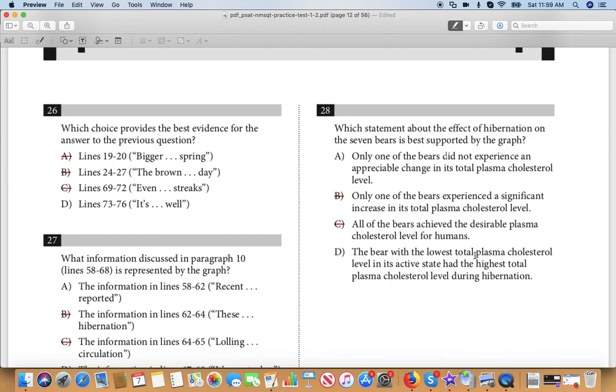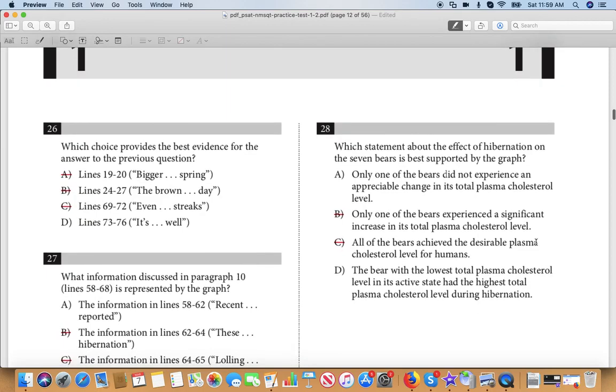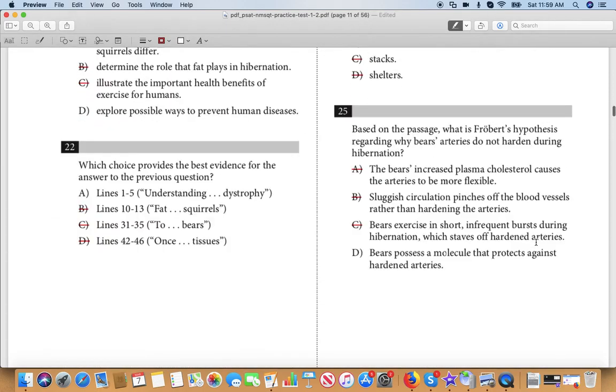At this point, if that's as far as you get, you're guessing between A and D. Wait a minute, read D. Maybe we can eliminate D. The bear with the lowest total plasma cholesterol level in its active state had the highest total plasma cholesterol level during hibernation. Okay, did the bear with the lowest plasma cholesterol level in its active state have the highest plasma cholesterol level during hibernation?